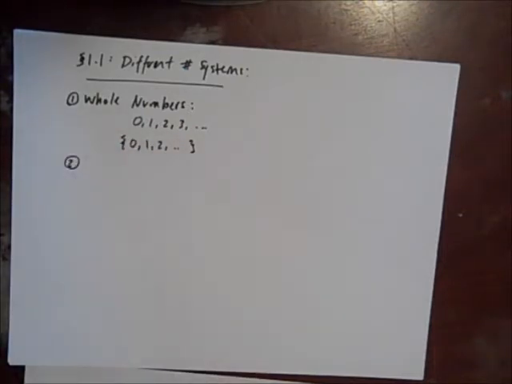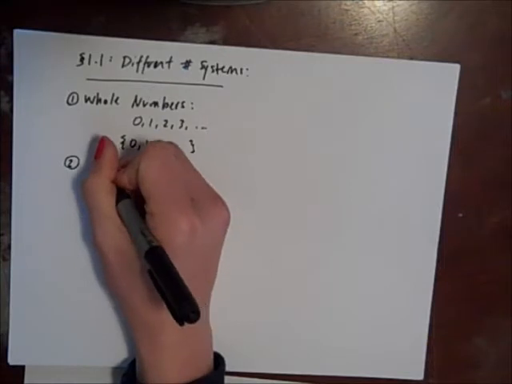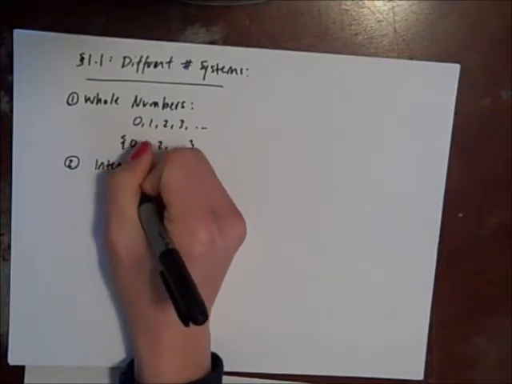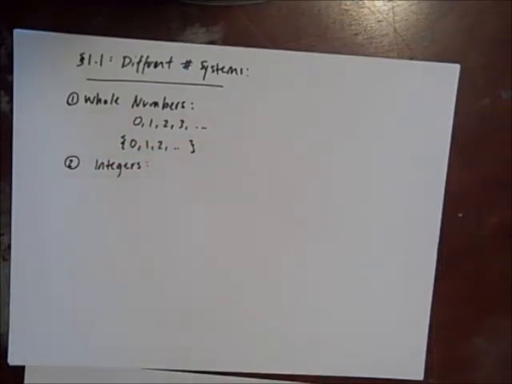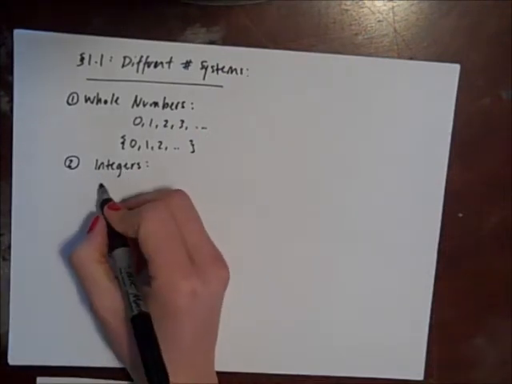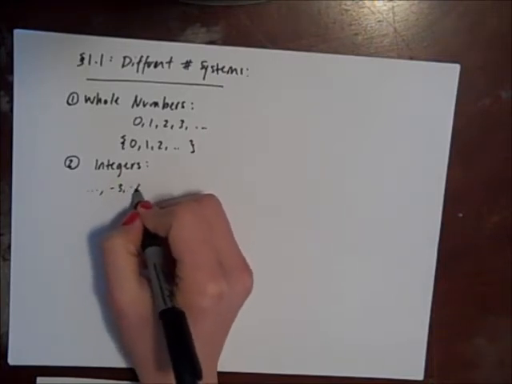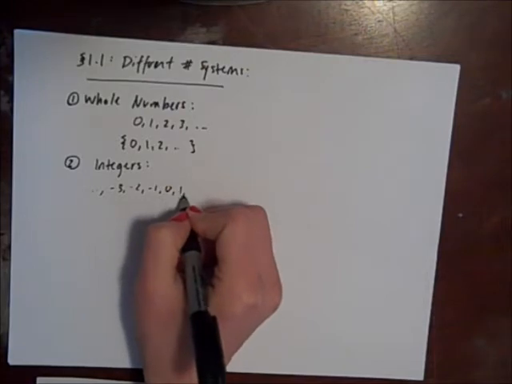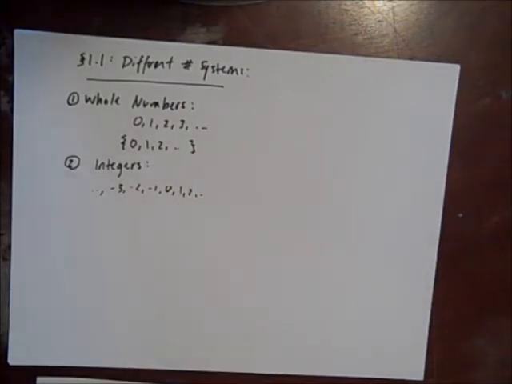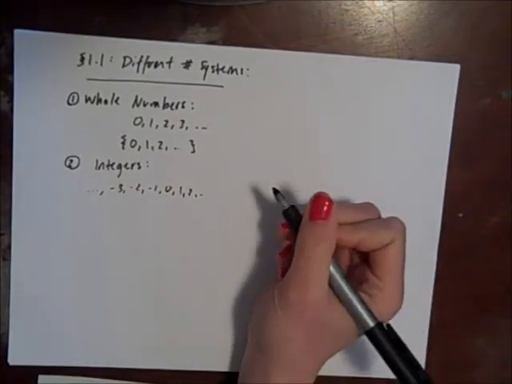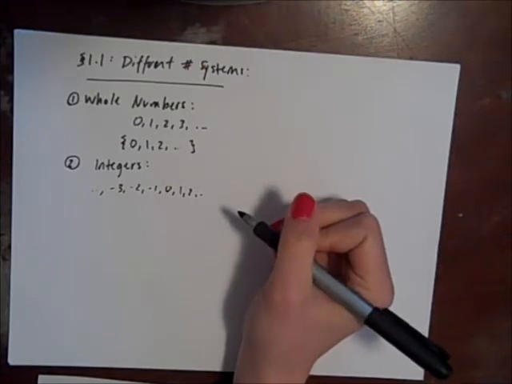Second number system we're going to look at are the integers. So the integers are very similar to the whole numbers, but now we're going to include all of the negatives of everything. So this is going to be negative 3, negative 2, negative 1, 0, 1, 2, etc. So the integers actually are the first most basic system where we have a symbol to represent them.